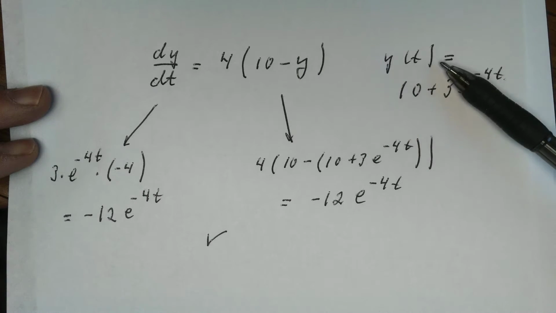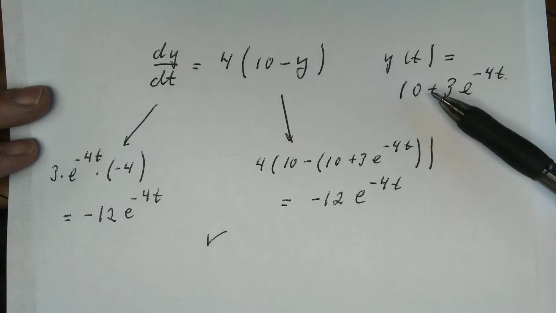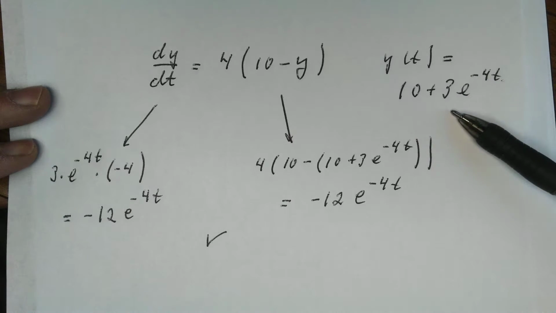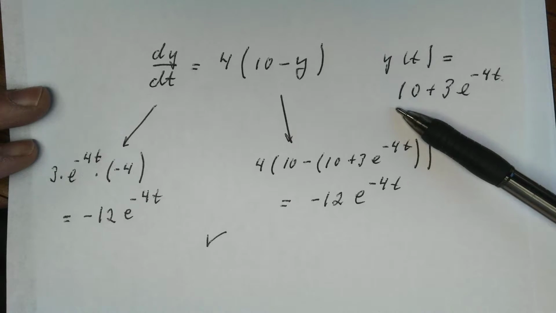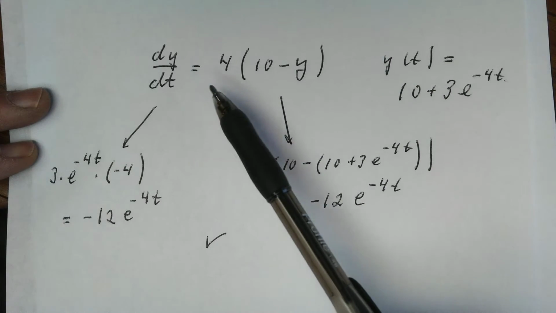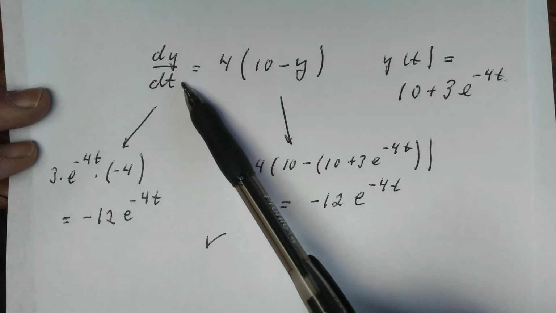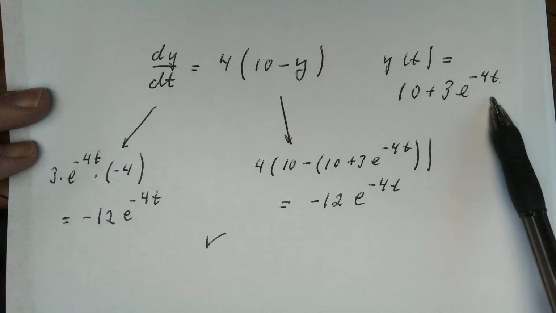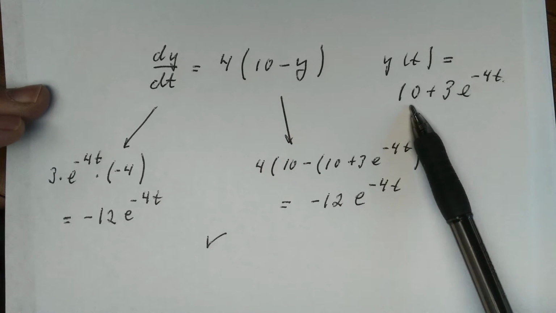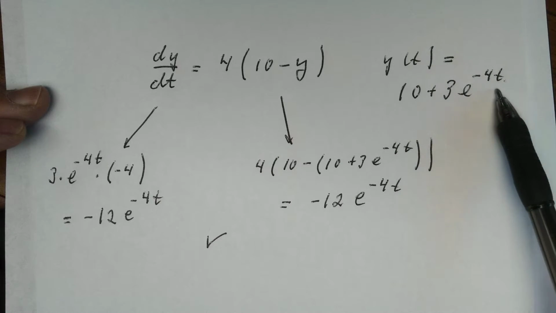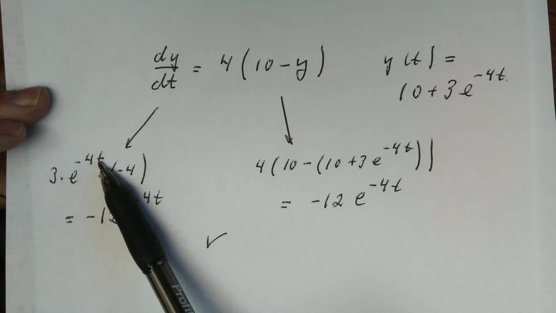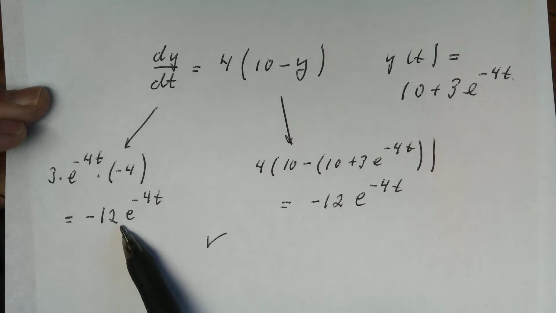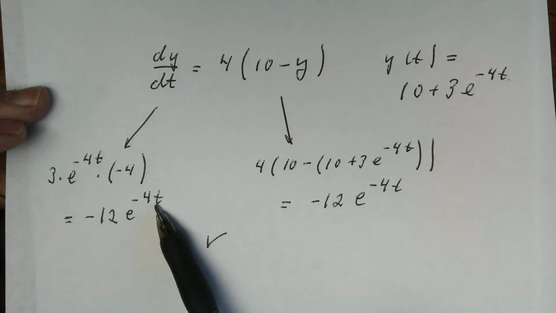And I'm going to tell you right off the bat that the solution is y of t equals 10 plus 3e to the minus 4t. You'll learn how to get the solution pretty soon. Let's just check it at this point. The way we check is we substitute into each side of the equation. So for the left side, we take the derivative. The derivative of 10 plus 3e to the minus 4t: the derivative of 10 would be 0, and the derivative of 3e to the minus 4t would be 3e to the minus 4t times minus 4 by the chain rule. And that simplifies to be minus 12e to the minus 4t.